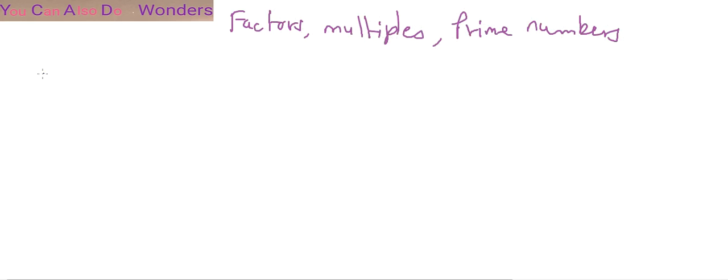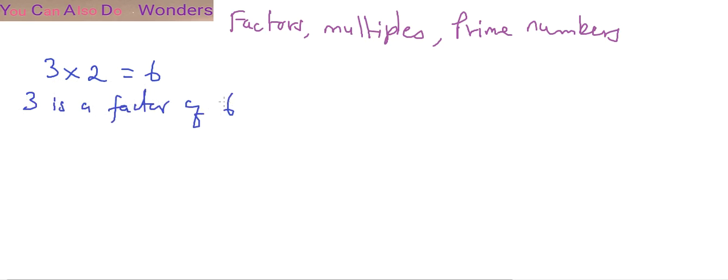Okay, now, so we know 3 into 2 is 6. So that means 3 is a factor of 6, because when you multiply 3 and 2, we get 6. Therefore, 3 is a factor of 6. Similarly, 2 also is a factor of 6.